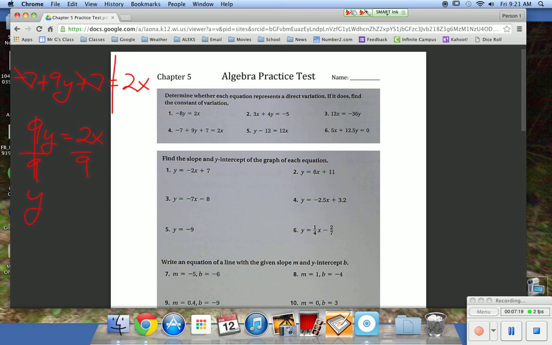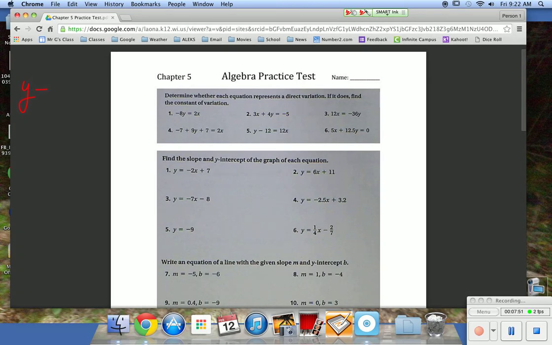I end up with y equals 2/9 x. Hallie, is that a direct variation or not? Yes. What's my variation? 2/9. So k would equal 2/9. Okay? Any questions on that? All right, good. Let's take a look at number 5.